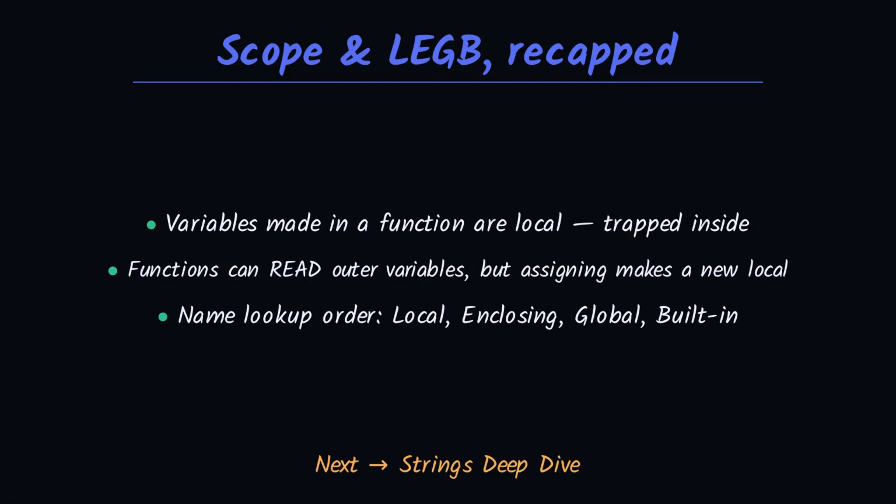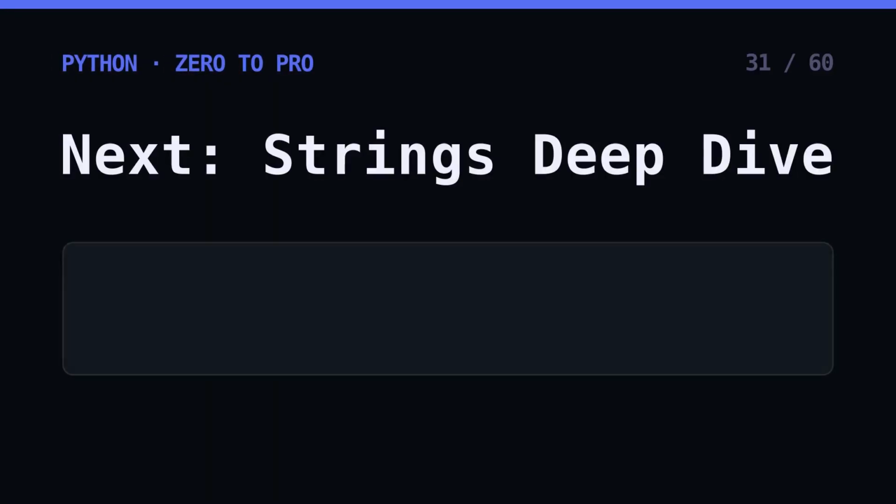stop being mysterious. Make a global variable score set to 0. Write a function that sets score to 100 inside itself and prints it. Then print score outside. Explain why the outside value didn't change. Go build it.